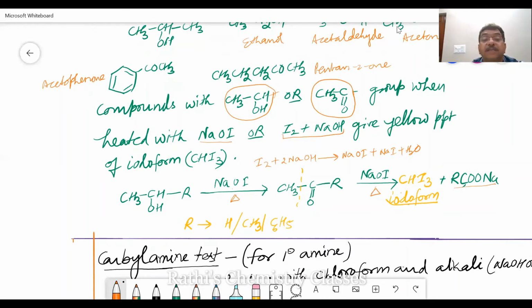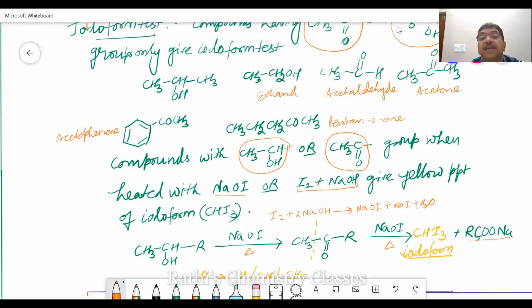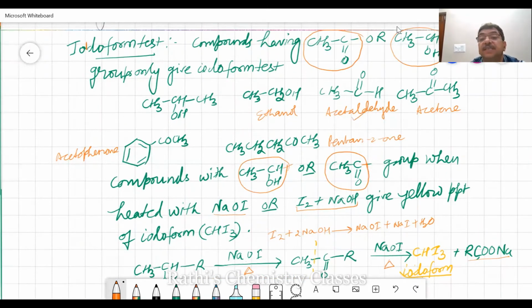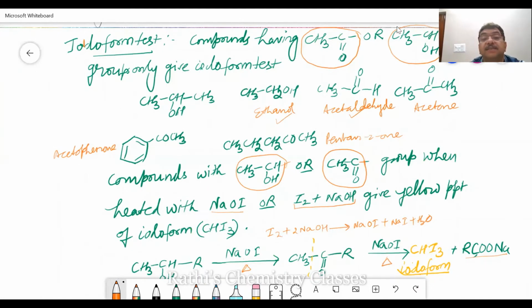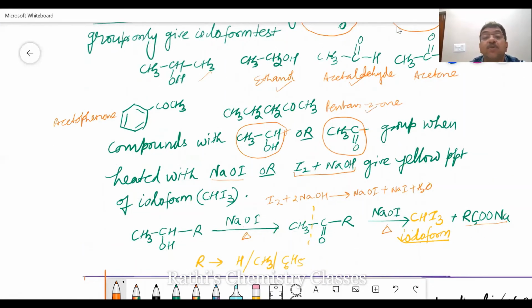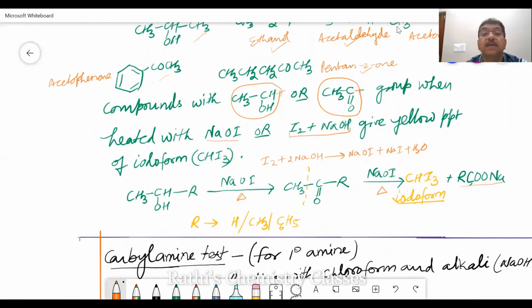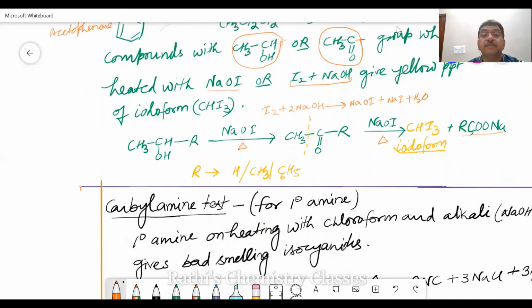So the iodoform test is very important. Keep in mind, it is given by alcohols having a CH3CHOH group or aldehydes and ketones having a CH3CO group. There is only one aldehyde which can give this test, that is acetaldehyde. Ethanol gives this test. Propan-2-ol gives this test. Pentan-2-one, acetophenone, all these give this particular test, that is the iodoform test.